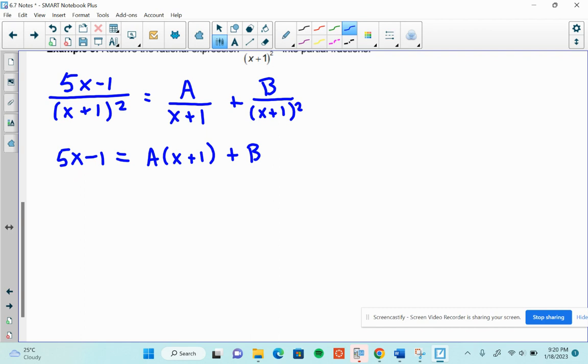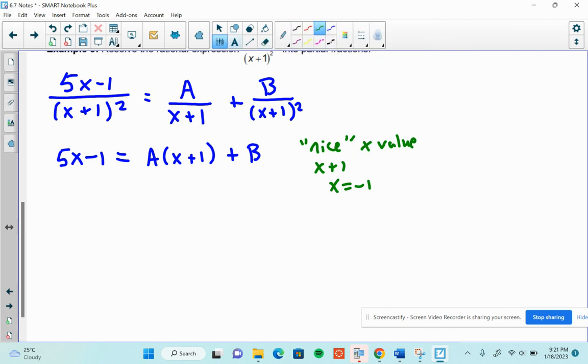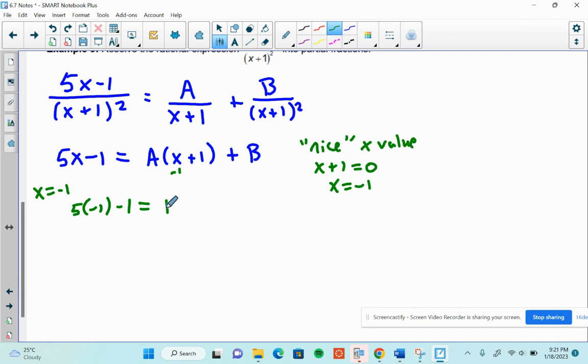Okay, so now, do we have a nice x value? Yes. If x plus 1 equals 0, x would be negative 1. That's going to cause the factor x plus 1 to disappear, to turn into 0. So we're going to plug in x equals negative 1. So we'll have 5 times negative 1 take away 1. That's negative 6. Feel free to skip a step here and there. When we plug negative 1 in here, negative 1 plus 1 is 0, so that goes away, and all that's left is the b. So we have b equals negative 6.